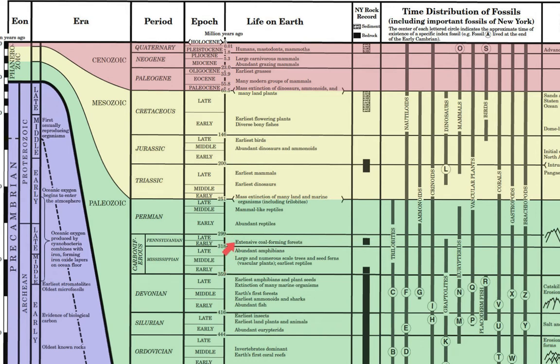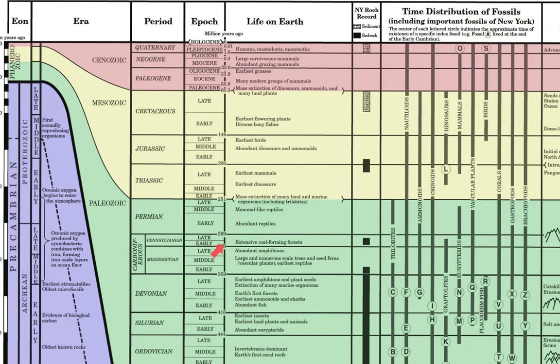Oh, I went right by it, didn't I? Extensive coal-forming forests. So these are forests that had a lot of swamps in them. And so when all of those plants died and they fell to the bottom of the forest floor, they created, over years and years and years of piling up of more sediments on top of them, you ended up with coal forming.